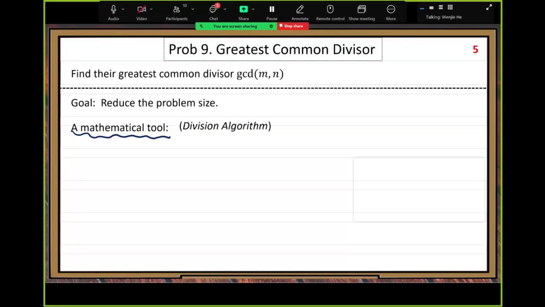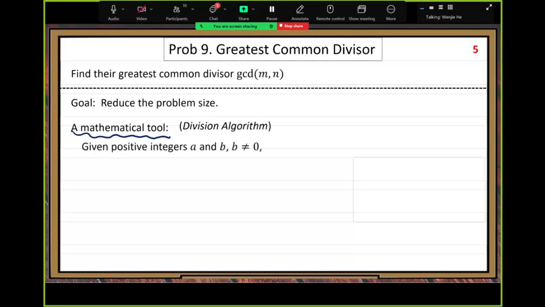It's a simple tool. Everybody knows it. Division. You're familiar with division. But here we call it division algorithm. Basically, it's an integer division, but we represent integer division in a special way, and we can use this special way to help us reduce the problem size.